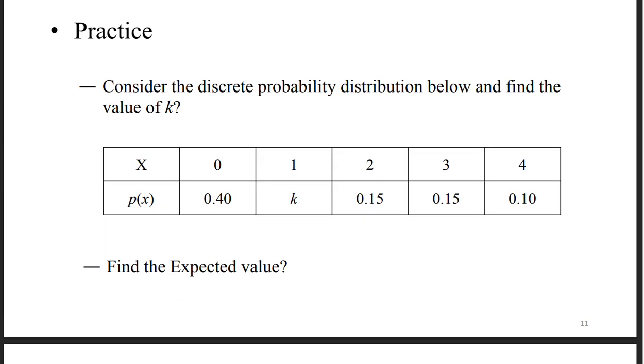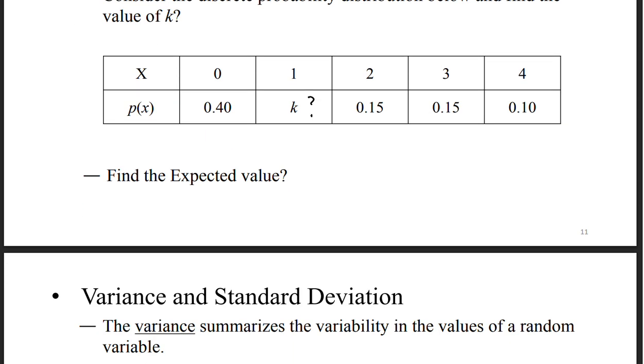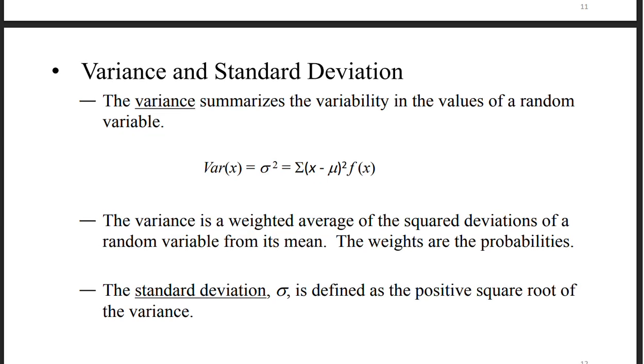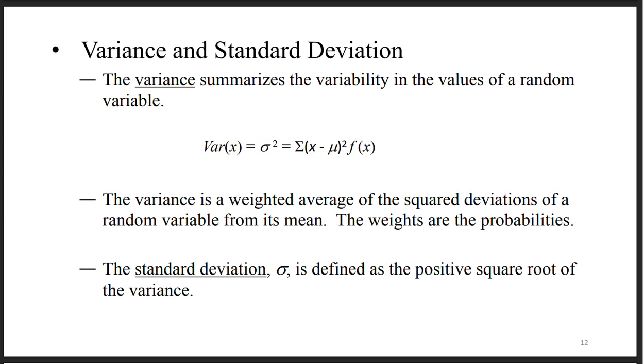So as a practice, I have another scenario here for you. I want you to consider the different values of x and their probability distribution to find the expected value. Now, as a hint, know that you need to find the value of k, and once you're able to determine the value of k, you multiply each of these by their corresponding probabilities, add them up together to get the expected value or the mean of the discrete uniform probability distribution.